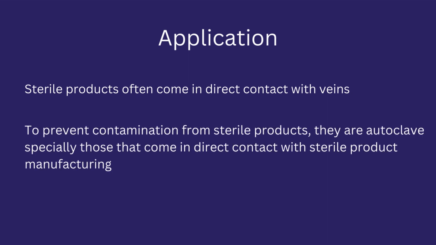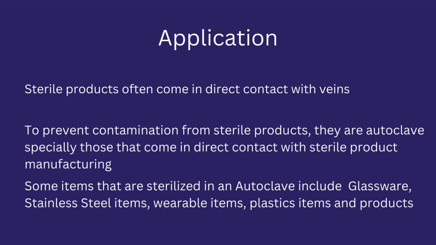So, for this purpose, these products must be manufactured, maintained, stored, and supplied with a high degree of purity to prevent contamination, and part of the process is the autoclaving of these items. Some items that can be sterilized in the autoclave include glassware, stainless steel items, wearable items, plastic items, and products.